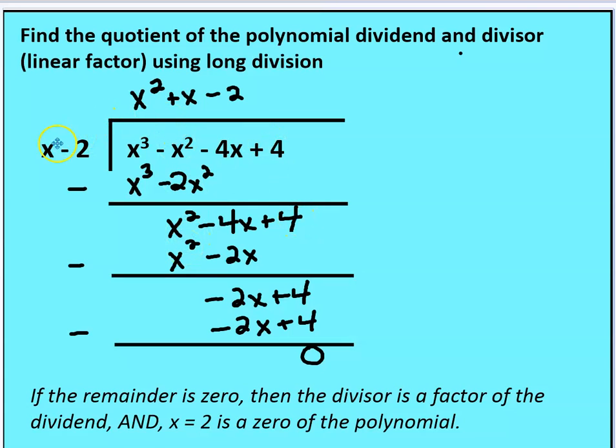And then again, I'm going to divide x into x squared to get x. This becomes the second term in my quotient. Multiply that against both terms in my linear factor to get x squared minus 2x. Subtract x squared minus 2x from what remained from the first set of subtraction. I get minus 2x plus 4. I'm going to divide x into minus 2x. I get minus 2. Multiply minus 2 against minus 2. Also, I end up with minus 2x plus 4 minus minus 2x plus 4, with a remainder of 0.